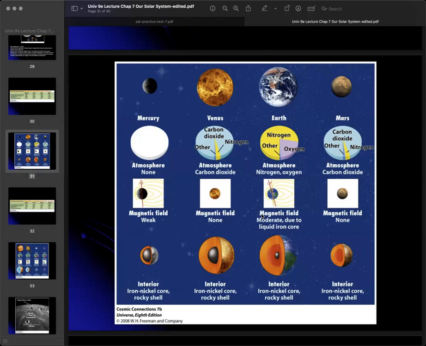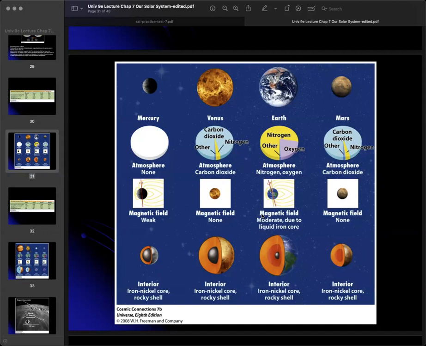The next set of pictures shows the magnetic fields. Out of the inner planets, Earth has the strongest magnetic field. Venus has no magnetic field because it spins very slowly. Spinning is very important for the generation of a magnetic field. Mars has no magnetic field, as we described. Mercury has a very weak magnetic field.